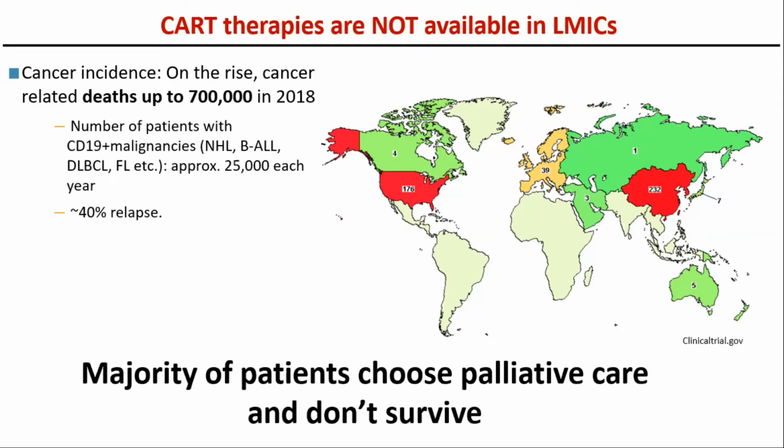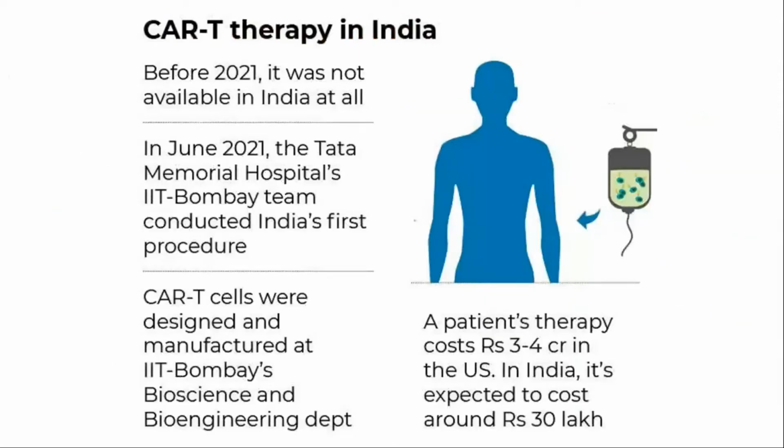But I'll tell you the thing. The majority of the patients in our country choose palliative care and don't survive. The first CAR T cell therapy in India has been developed by IIT Bombay, by a scientist called Rahul Purwar, who has been interested in this for the last 10 to 20 years. He came to our last conference and gave a talk on this. His journey was impressive.